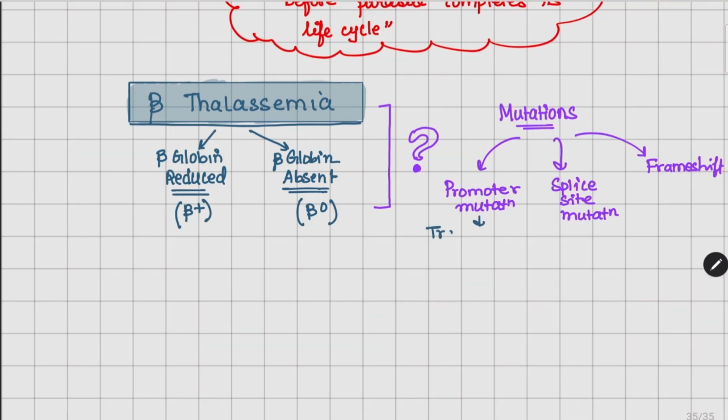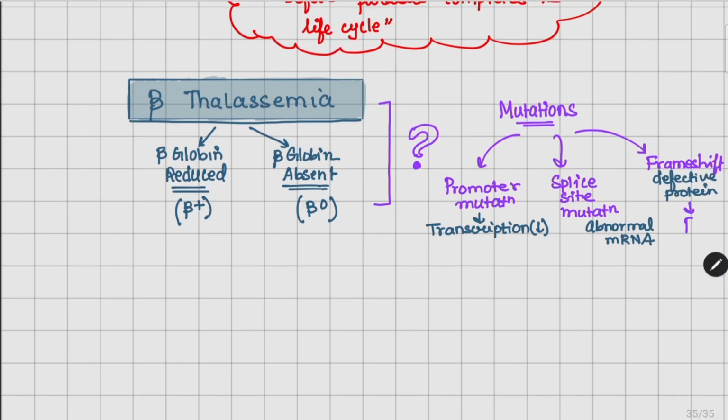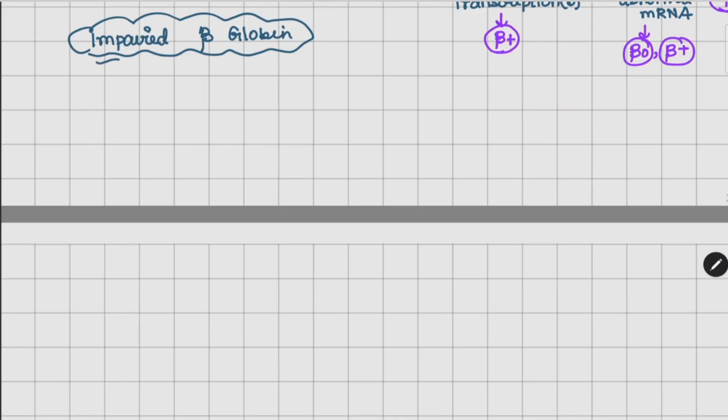Promoter mutations result in defect in transcription. Splice site mutation results in abnormal messenger RNA, and frame shift mutations result in defective proteins. Now, frame shift mutations will lead to absent beta globin chains, and promoter mutations will lead to reduced beta globin chains. However, the splice site mutations can result in reduced as well as absent beta globin chains.